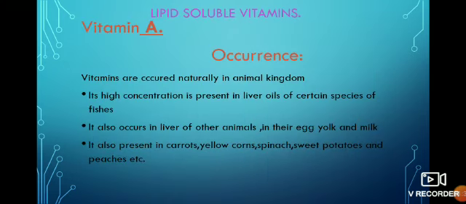Now comes the lipid soluble vitamins. The first one is vitamin A. Their occurrence: vitamin A is present in liver oils of some species of fishes. It's also present in livers of animals, in their egg yolks and milks. It is present in carrots, yellow corns, sweet potatoes, and peaches.